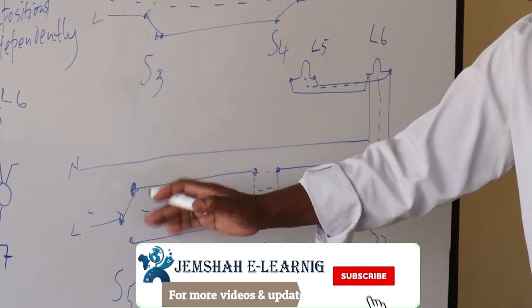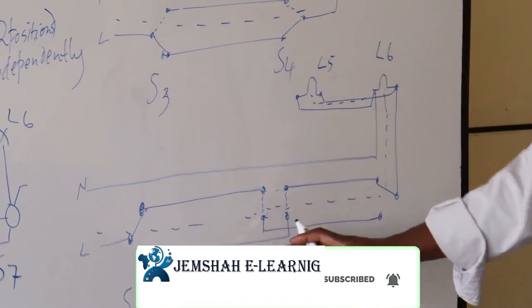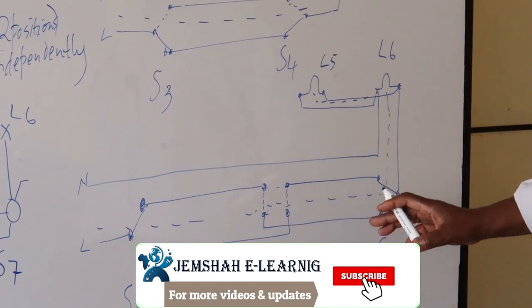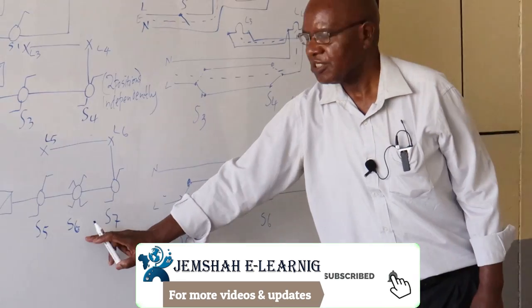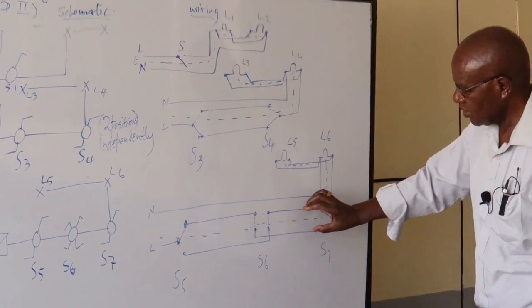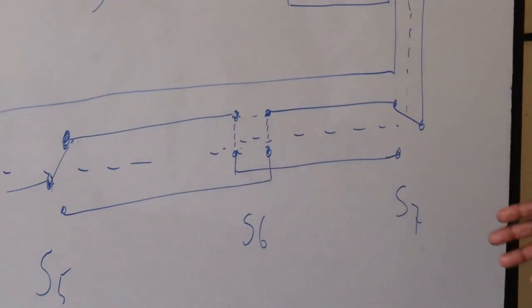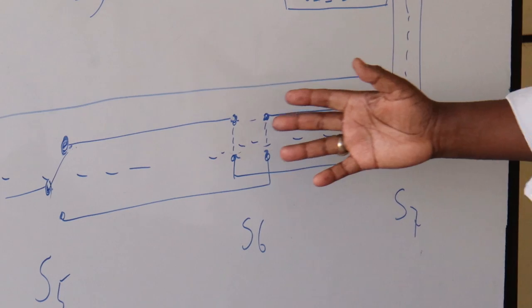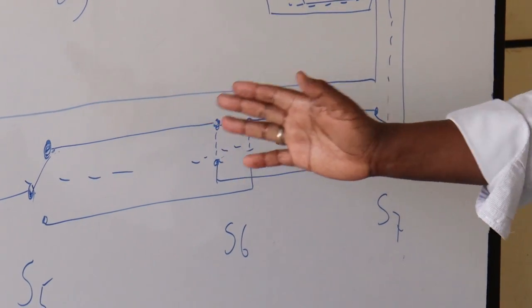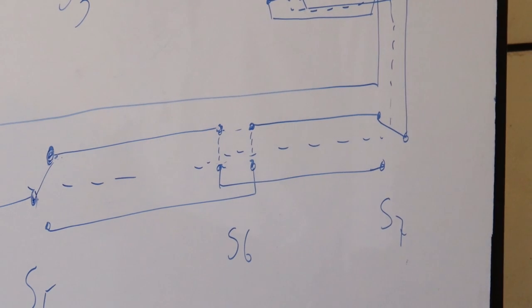I can switch them on and off here, on and off here, on and off here, using an intermediate switch introduced between the two-way switches. In case I want a fourth position, I simply introduce another intermediate switch in between. The more positions I need, I simply introduce the appropriate number of intermediate switches in between the two-way switches.